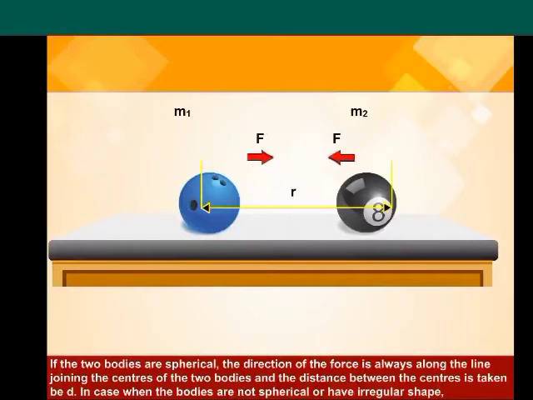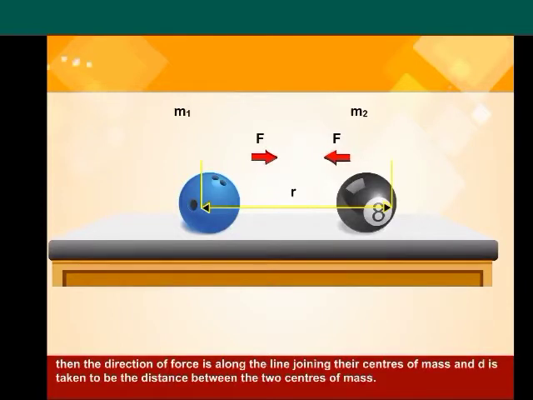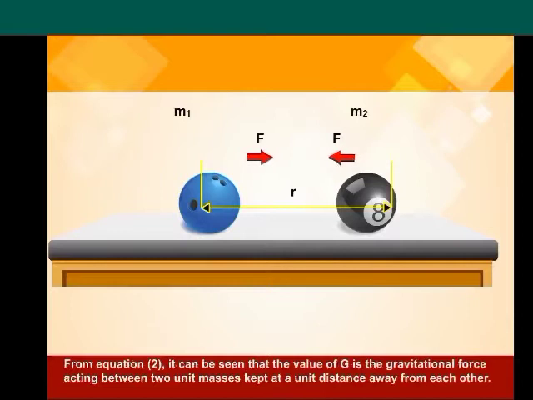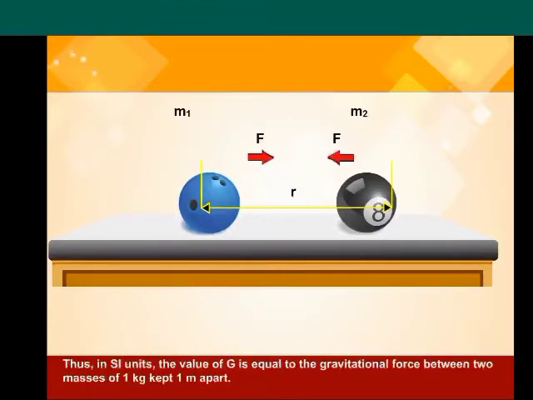In case the bodies are not spherical or have irregular shape, then the direction of force is along the line joining the centers of mass, and d is taken to be the distance between the two centers of mass. From the equation, it can be seen that the value of G is the gravitational force acting between two unit masses kept at a unit distance away from each other. Thus, in SI units, the value of G is equal to the gravitational force between two masses of 1 kg kept 1 m apart.